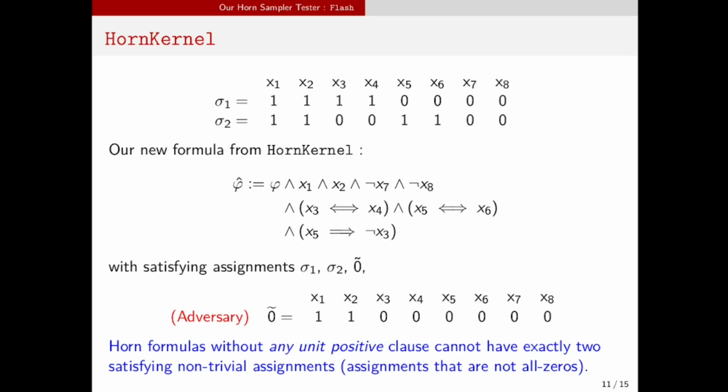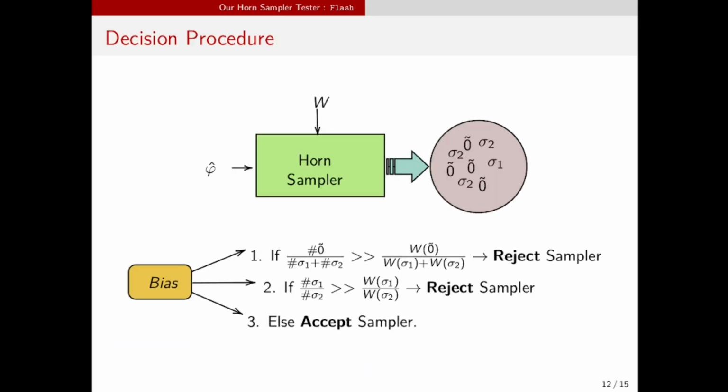Rather, we will take care of this adversarial assignment in the decision procedure. During the decision procedure, Flash produces samples from phi hat using this Horn sampler, and it first checks whether the number of 0 tilde in the output samples is far greater than the weight of 0 tilde. If it is very large, then the tester immediately rejects the sampler. Thus, in the first place, we take care of the adversarial assignment.